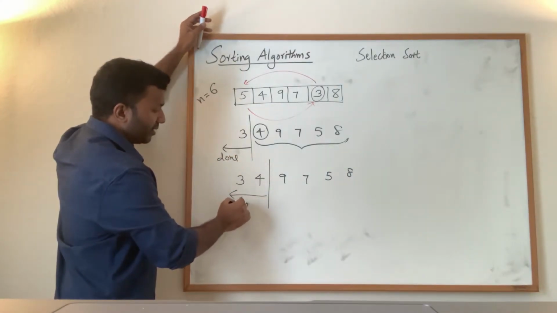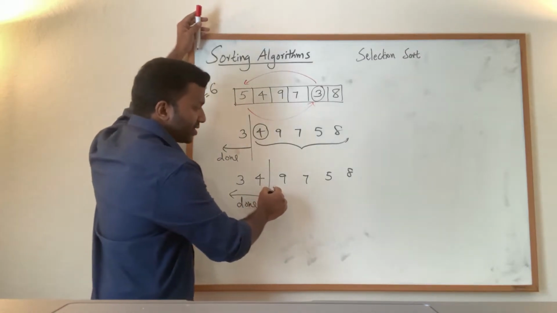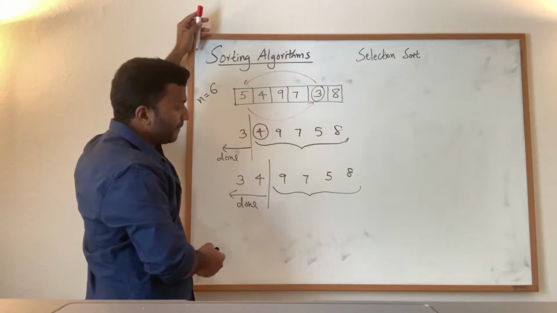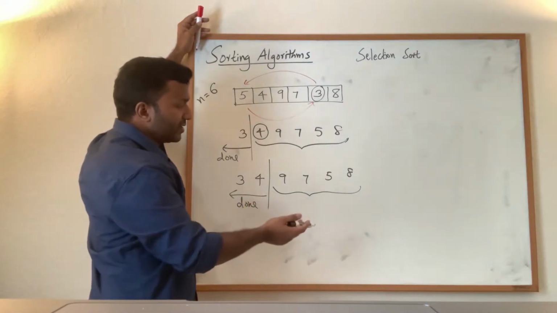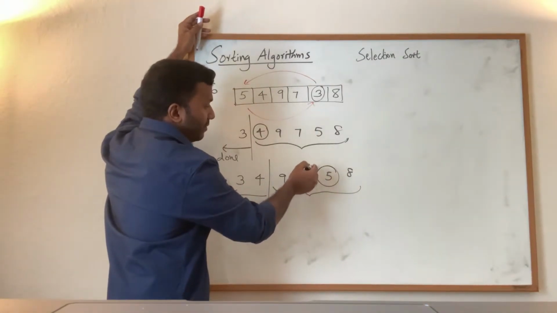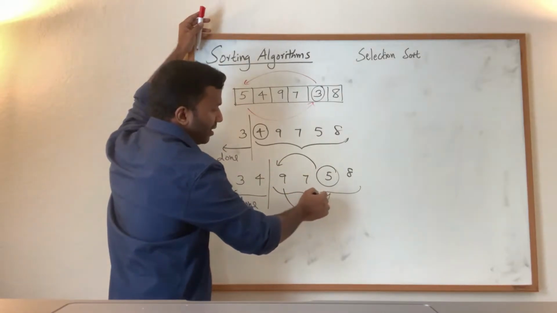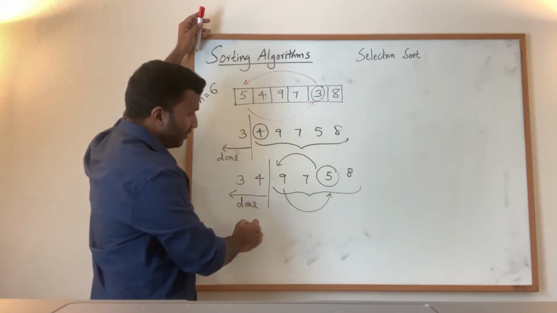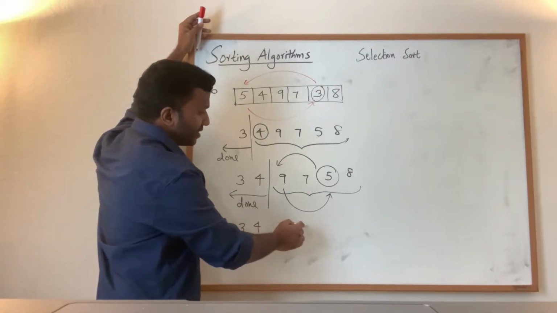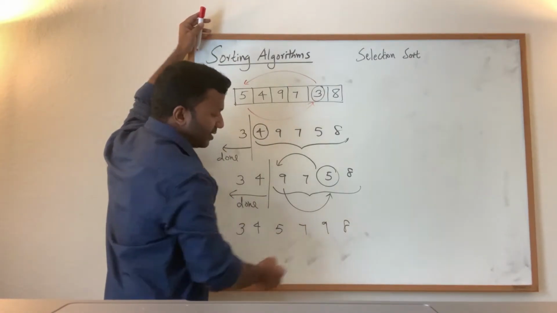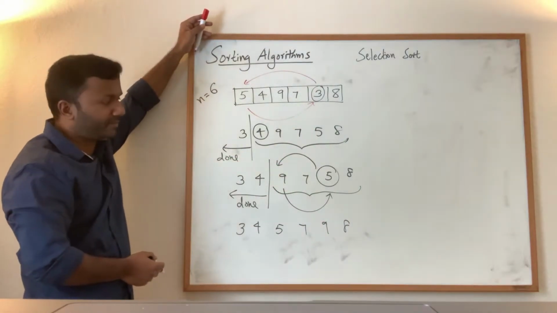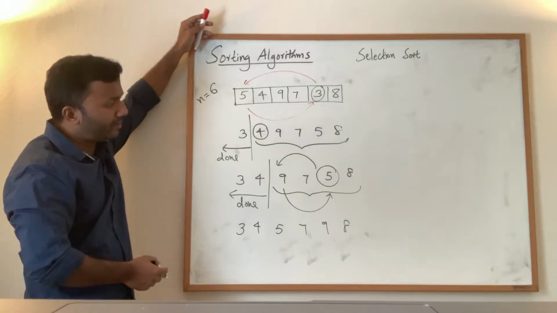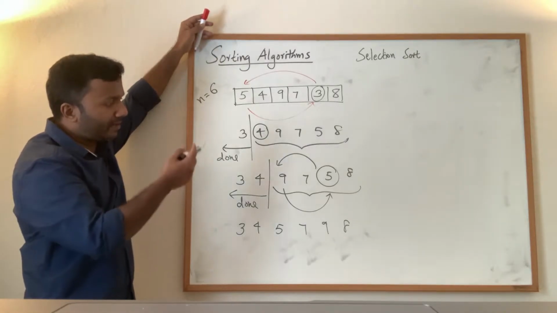Done with this part. And we just need to sort the remaining part. Again, we do the same thing. Find the smallest, which is 5, and move it here, and move this thing here. So the new array will look like 3, 4, 5, 7, 9, 8, so on and so forth. And this is the algorithm.